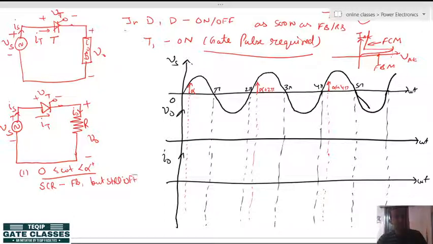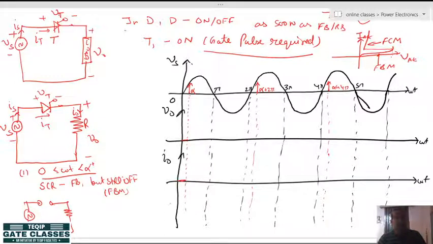Why is it off? Because it is in forward blocking mode. In forward blocking mode, this thyristor remains an open circuit switch. Till the instant we provide a gate pulse, it will not turn on. If you draw the modified circuit, it will look like this: the load is disconnected from the source. Hence the output voltage will be 0. There is no current flowing and no voltage at the output.